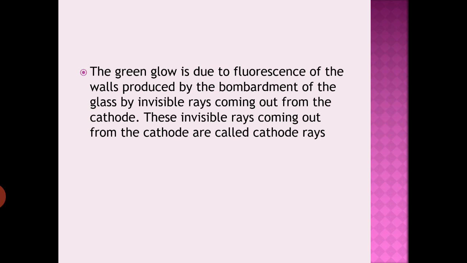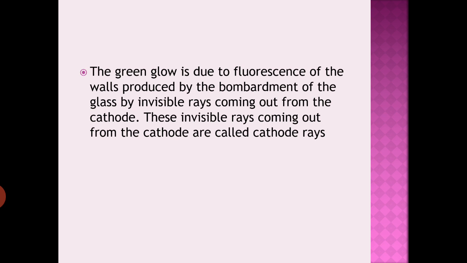These invisible rays coming out from the cathode are called cathode rays. Thus, when electrical discharges pass through gases at very low pressure, cathode rays are produced. So now the cathode rays are produced. Now, let's see where we can see these cathode rays.